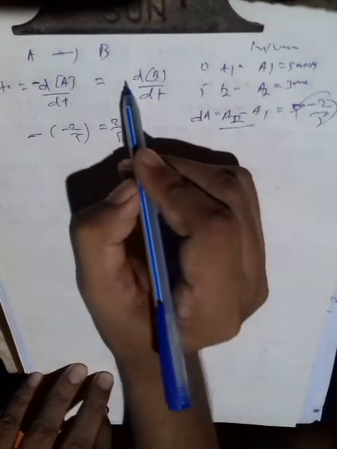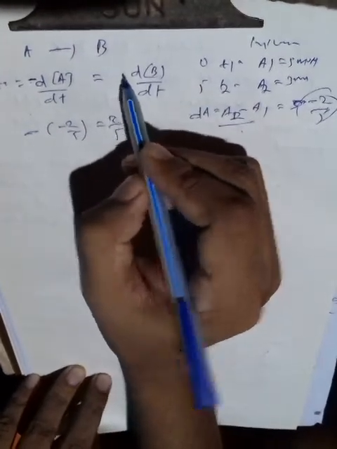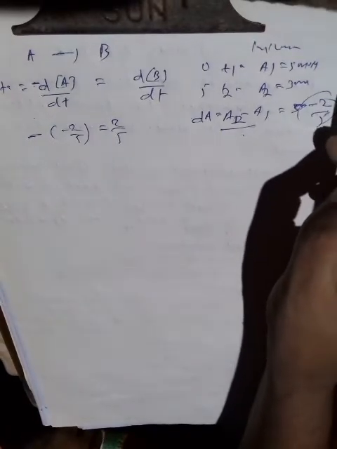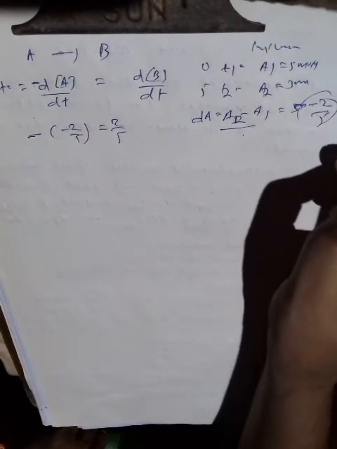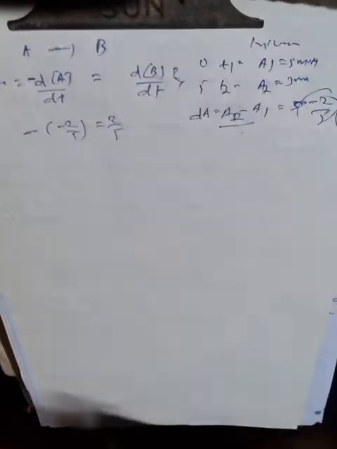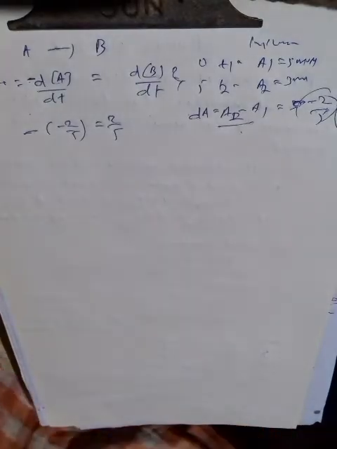But in the product case, we don't need to give a negative sign because product is always increasing. The initial product was 0 and final product was 2. So final was 2 and the time is the same, 5. So the rate is 2 by 5. Okay, I think you get the answer.